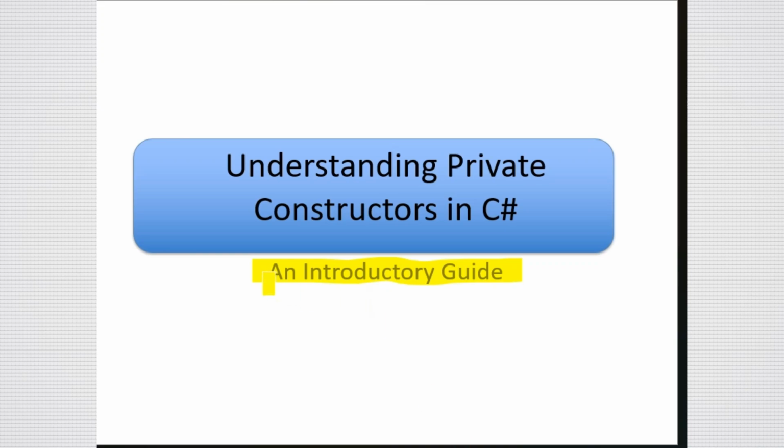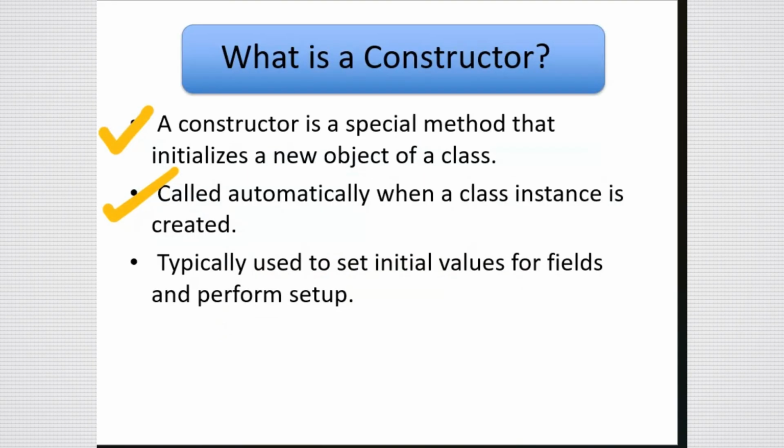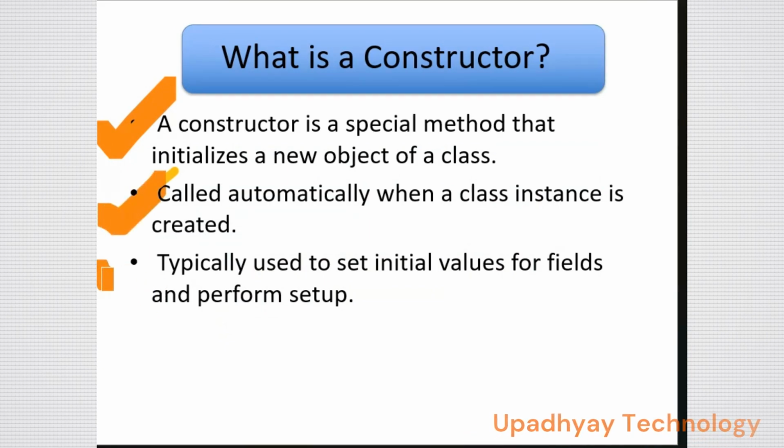Hi friends, today we are going to discuss private constructors in C Sharp: why we use them and what benefit they give us. A constructor is a special method that is called automatically when we create an object of a class. Its job is to initialize the new object, setting initial values for its fields and performing any setup needed. Normally, constructors are public, meaning they can be called from anywhere in the code to create an instance of that class.